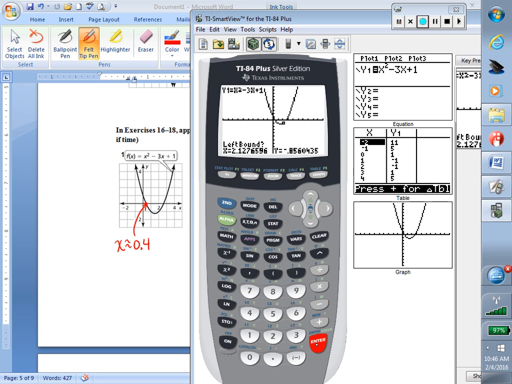And then I press enter. It asks me for right bound, so I've got to get my cursor to the right of this intercept I'm trying to find. So I have to arrow over to the right. Get your blinking cursor above that intercept off to the right, and press enter again. It asks you for a guess. Again, if you want to play around with it and see if you can get it right on, you're more than welcome to. I always just press enter. So our other one is approximately 2.6.